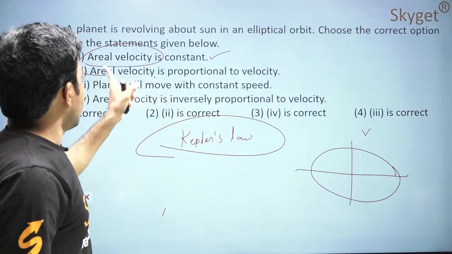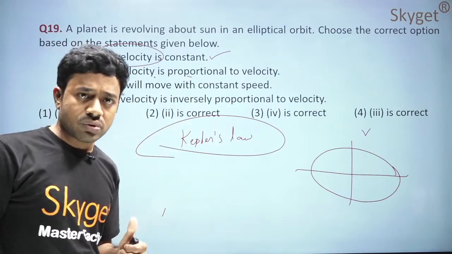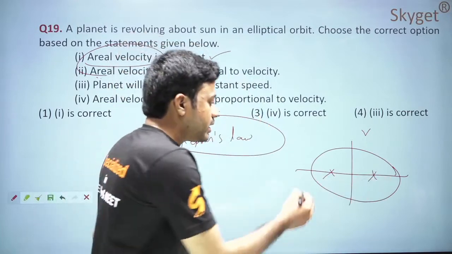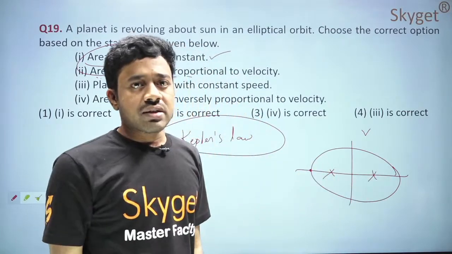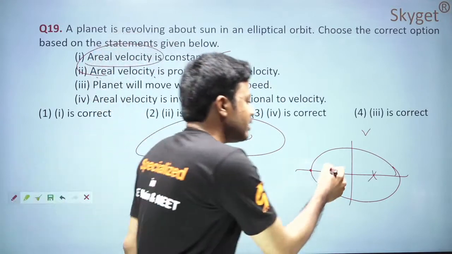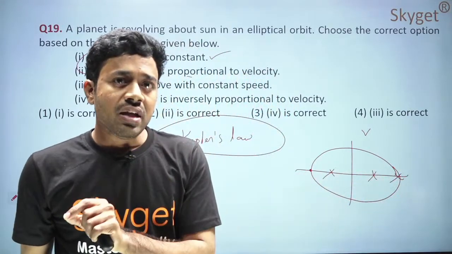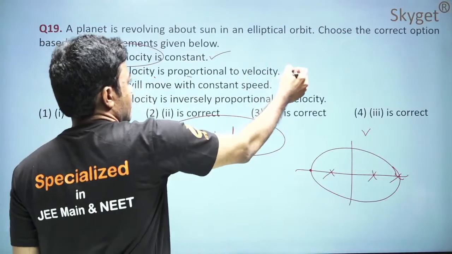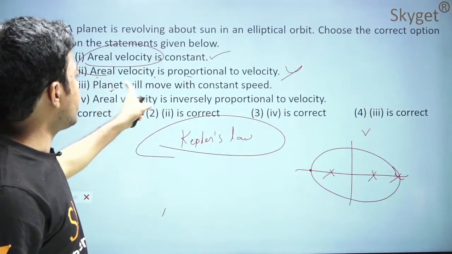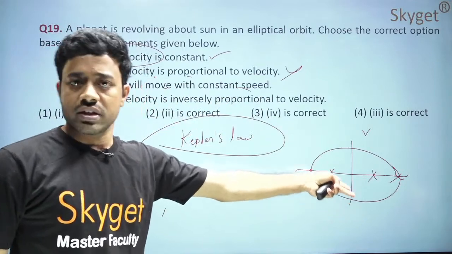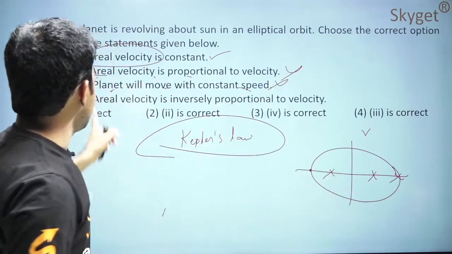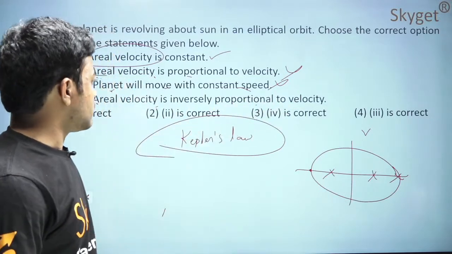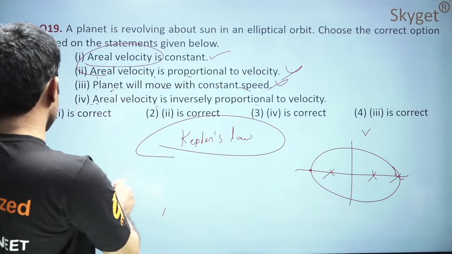Now consider the second one. Areal velocity is proportional to velocity. Is it true? No, because the sun is present at one of the foci. If the planet is very close to the sun, its velocity is very high. When the planet is far from the sun, its velocity is very less. So the velocity keeps changing, but the areal velocity will be the same. Statement 2 is incorrect. Planet will move with constant speed, which is also false, as we said just now. The fourth one, areal velocity is inversely proportional to velocity, is also not true. So here statement 1 is correct.